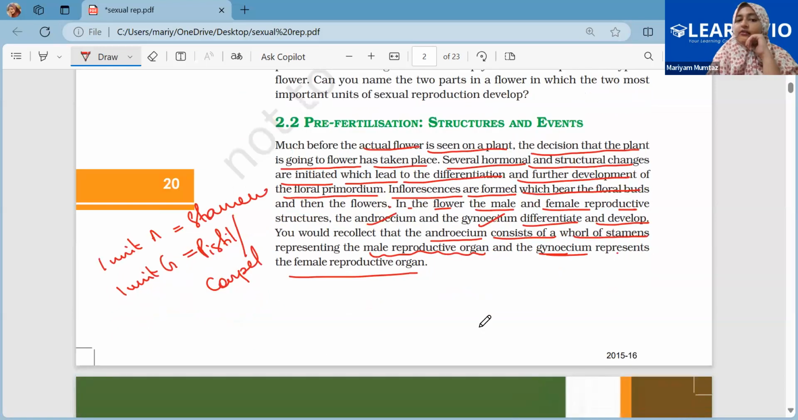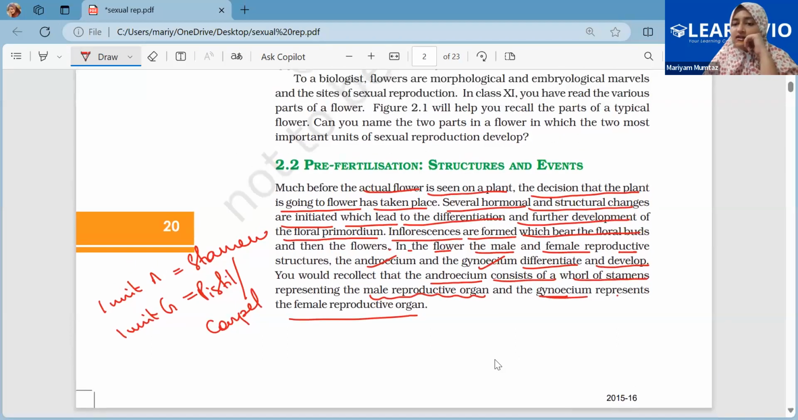Now let us look at the pre-fertilization events and structures. So much before the actual flower is seen on a plant, the decision that the plant is going to flower has taken place. Several hormones and structural changes are initiated, which lead to differentiation and further development of the floral primordium. Inflorescences are formed which bear the floral buds and then the flowers. Now in the flower, the male and the female reproductive structures, the androecium and the gynoecium, differentiate and develop.